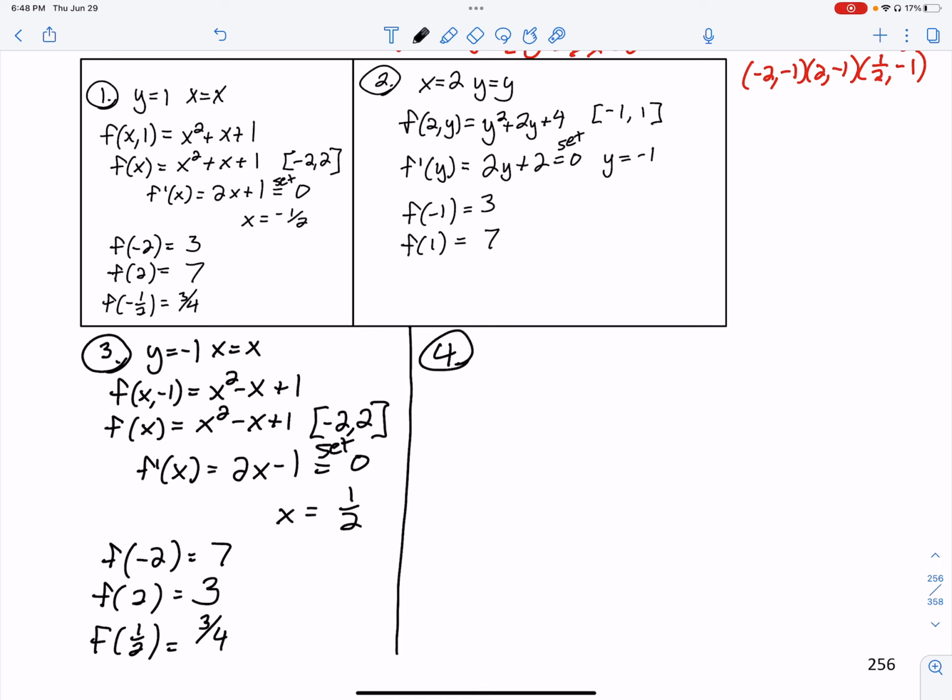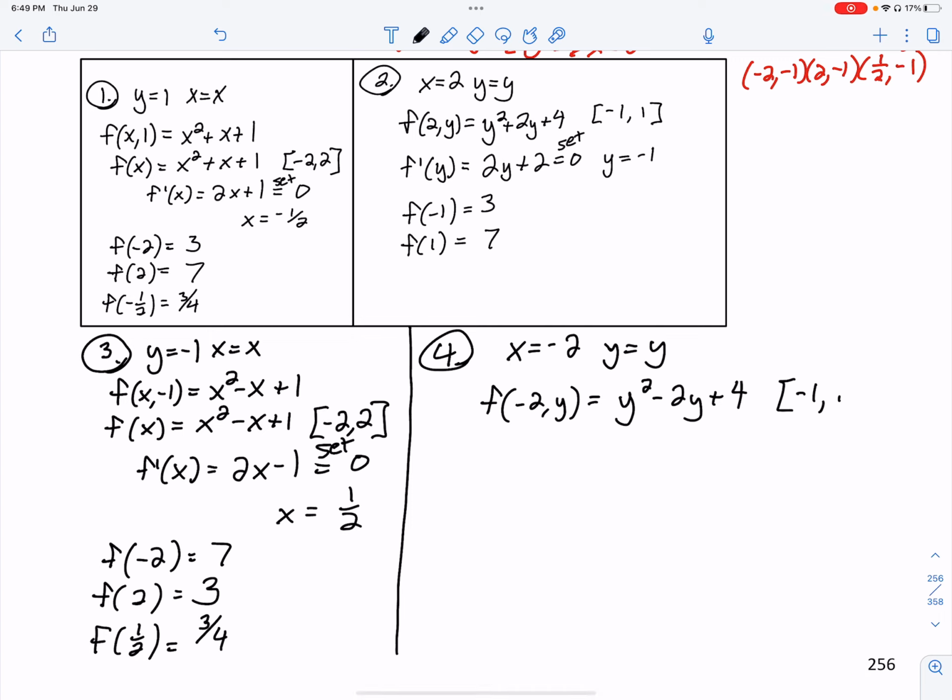All right, that was going to be x is -2, y is y. So we got f of -2, y. All right, that's going to be y squared minus 2y plus 4. And that interval is going to be from -1 to +1 in the y. All right, so f prime of y is 2y minus 2. I set that equal to 0, and I get y is equal to 1.